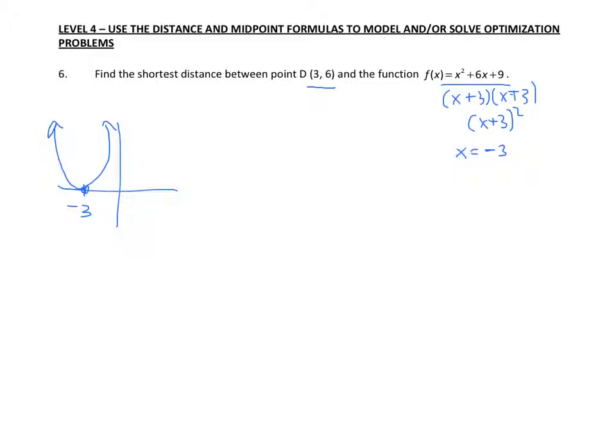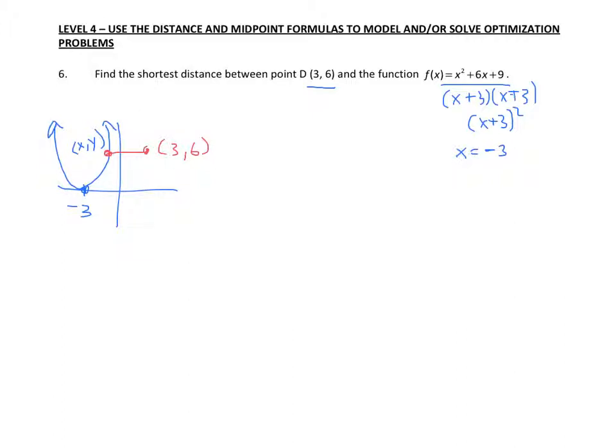And I want to find the shortest distance from the point 3, 6, which maybe is somewhere over here, to this curve. So what I'm going to do is call this unknown point on the graph x comma y, some xy pair. And I want to use the distance formula to write a function for the distance from the point on the graph to the point 3, 6.